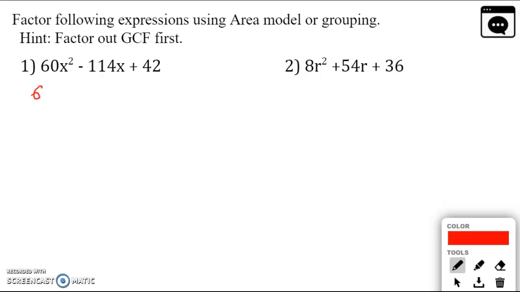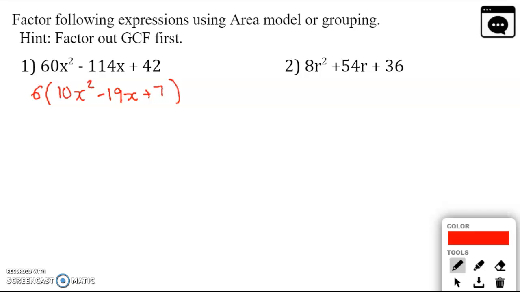Okay, so I can take out 6 as the common factor. If I take out 6 as the common factor, I am left with 10x squared, and 114 divided by 6, that's going to be 19. So that's going to be negative 19x. And then 42 divided by 6 is going to be 7. So now you're dealing with much smaller numbers. Okay, so then let's just factor this out. But at the end, we need to put the 6 as one of the factors as your final answer.